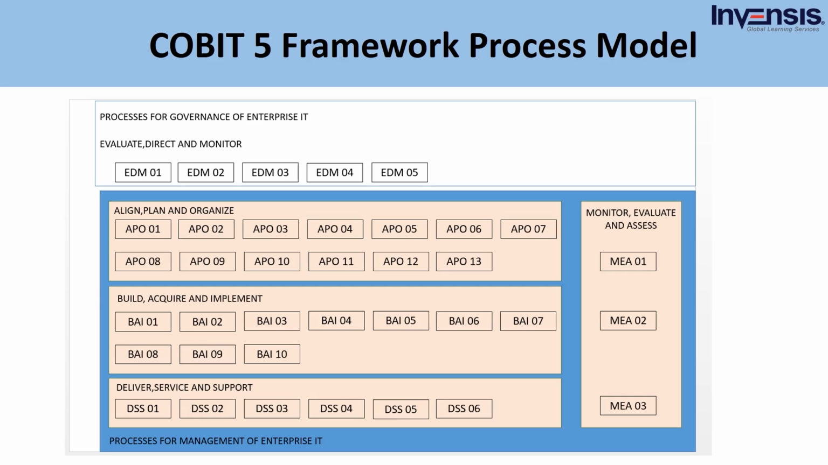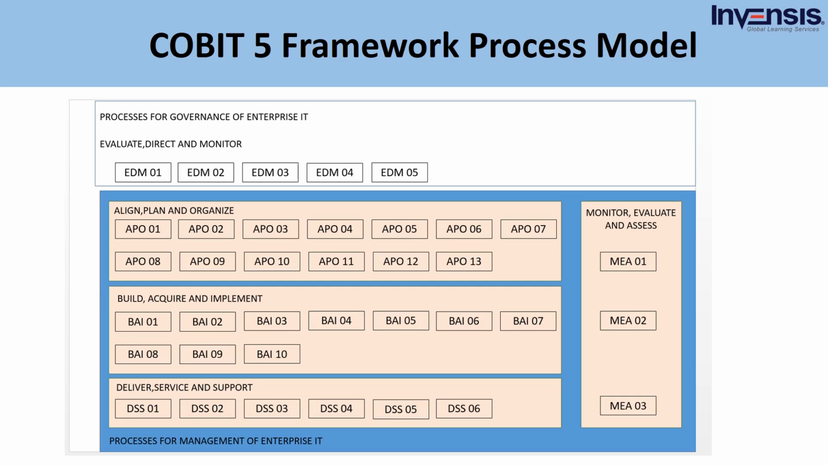Under DSS or Deliver, Service, and Support we have 6 processes which are DSS-O1 to manage operations, DSS-O2 to manage service requests and incidents, DSS-O3 to manage problems, DSS-O4 to manage continuity, DSS-O5 to manage security services, DSS-O6 to manage business process controls.